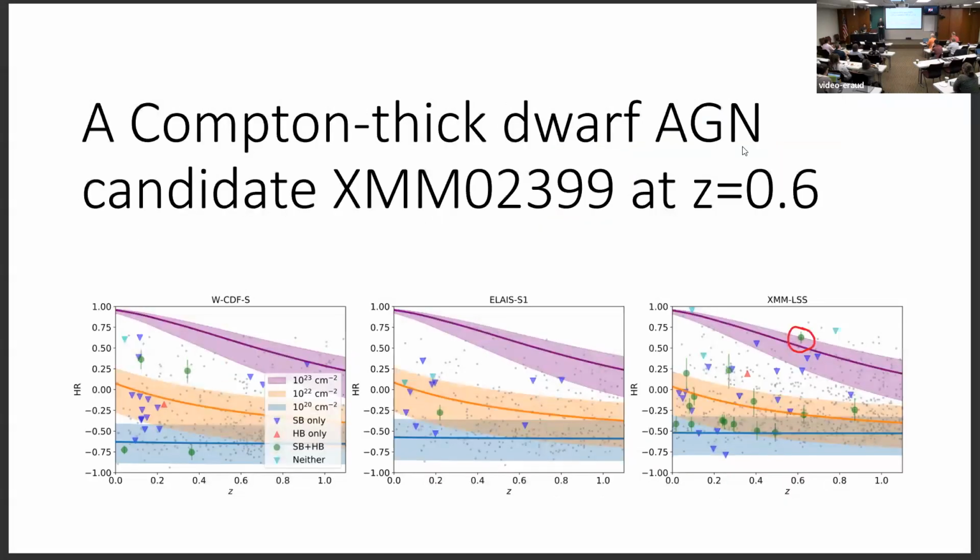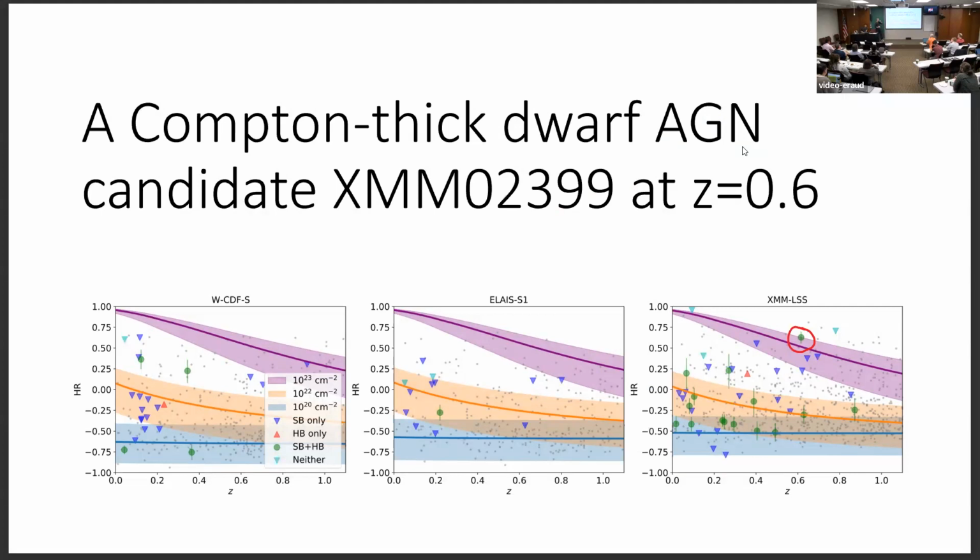Okay, so that's for the general population. And I also found an interesting case, a candidate dwarf AGN at high redshift. As far as we know, there are no confirmed dwarf AGNs beyond the local universe, so I think this source is quite interesting.